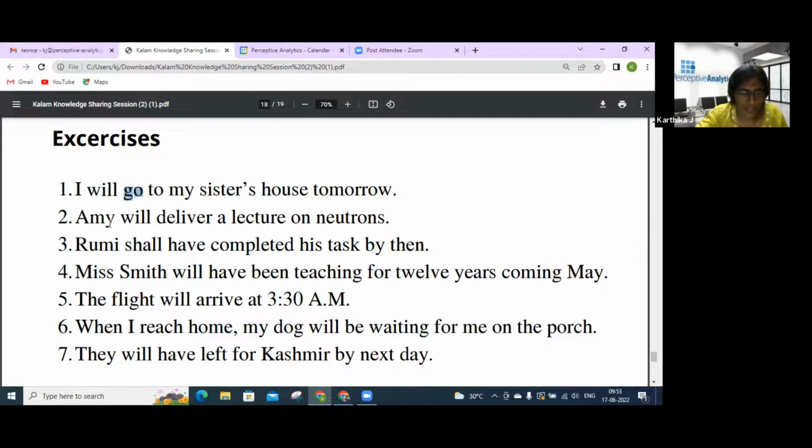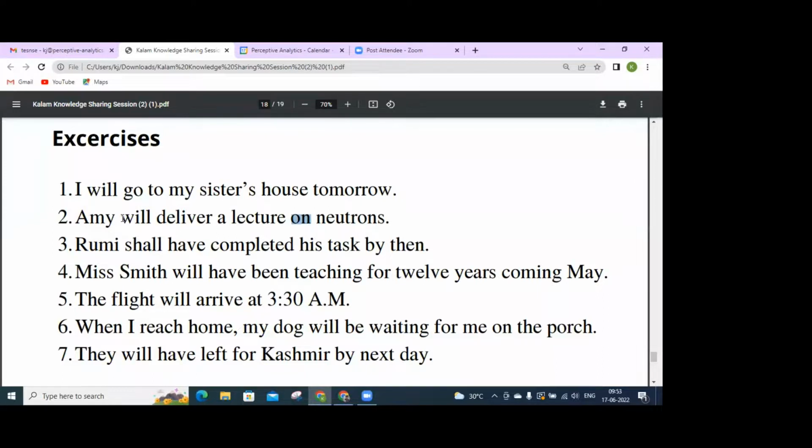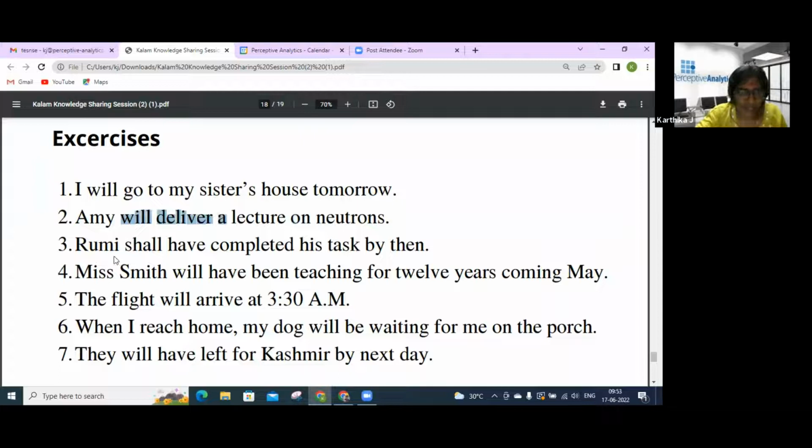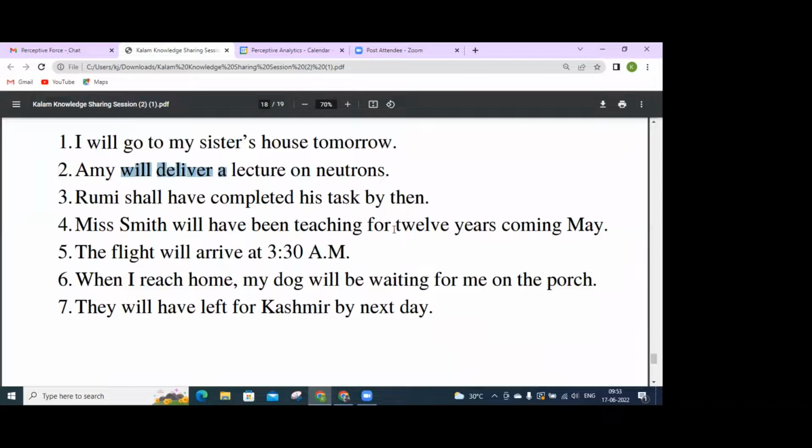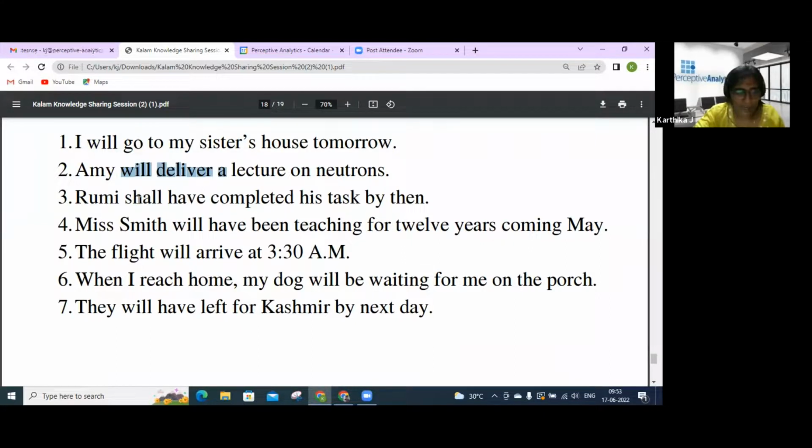The next one is: Amy will deliver a lecture on neutrons. This is also the same, will plus verb. The next one is: Rumi shall have completed his task by then. Future perfect, yes, because shall plus have plus V3 verb is used here. So that is why it is called a future perfect tense.